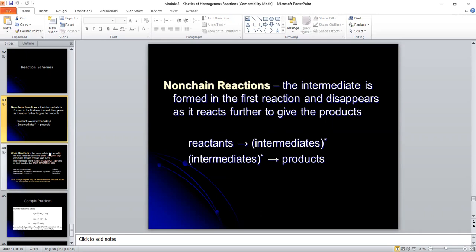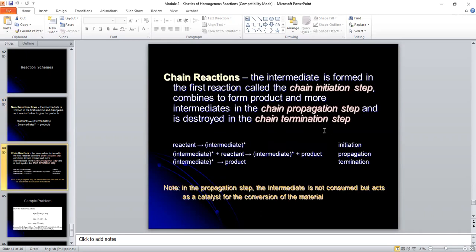Now we have the non-chain type. The chain type is the one that you could see in here. The intermediate here is formed in the first reaction, which we call the chain initiation step. Since it's the first, it's the initiation step, and since it's a chain, the chain initiation step. Now this combines to form the product and more intermediates. So it was already formed in the first reaction, but it reacts further in the second to form the product and more intermediate. And this particular second step we call the chain propagation step.